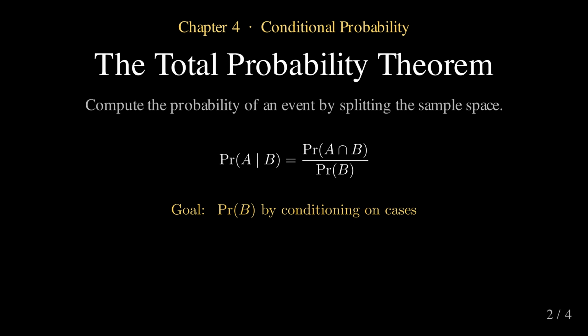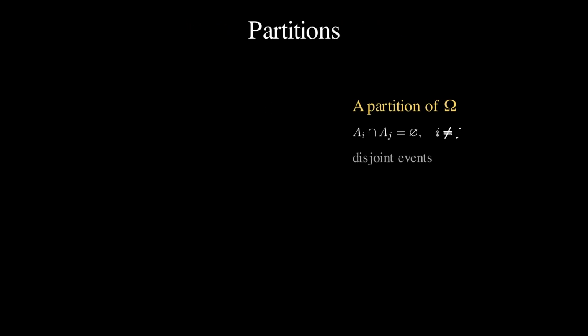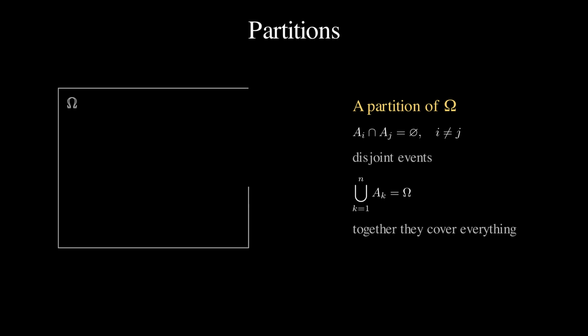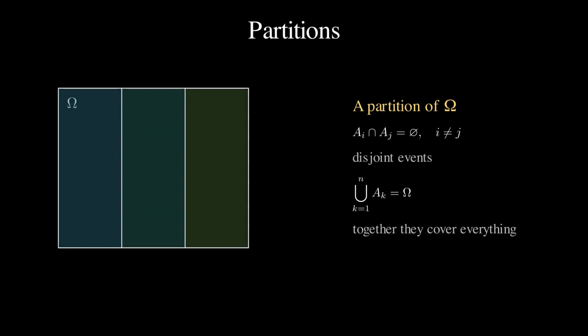First, we need the right way to carve up the sample space, a partition. Recall the idea of a partition. A collection of events A1, A2, up to AN is a partition of the sample space when two things hold. The events are disjoint, no two overlap, and together they cover everything. Their union is all of omega. Picture omega as a rectangle sliced cleanly into colored tiles. Every outcome lands in exactly one tile, no gaps, no double counting. That exactly one is the whole point. It is what will let us add probabilities without any fear of overlap.